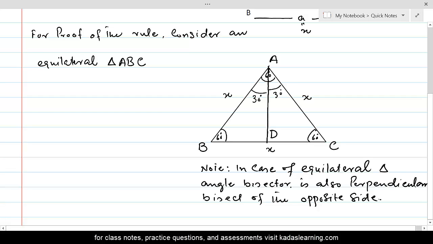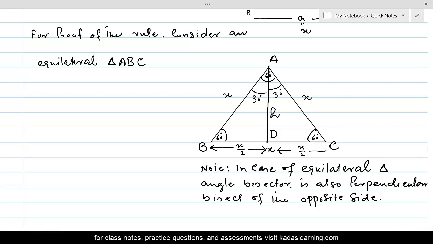So now we know that D is the bisector of the side BC, which means that half of x is on this side. This is x by 2 from here to here, and half of x is on the other side, x over 2 on this side. Now we have altitude AD. Let's name this as h. Now from triangle ABD, which is of course a right angle triangle now, because we wrote that in case of an equilateral triangle, the angle bisector is also the perpendicular bisector, which means that it's making an angle of 90 degree here.